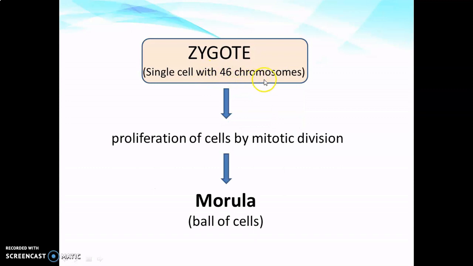So the zygote is a single cell with 46 chromosomes which undergoes proliferation by a type of cell division known as mitosis. The mitotic cell division is a type of cell division where the number of chromosomes is 46 even in the daughter cell. That means the parent cell will have 46 chromosomes, and the two formed daughter cells also will have 46 chromosomes in each. So by mitotic cell division, the zygote proliferates to form a ball of cells known as morula.